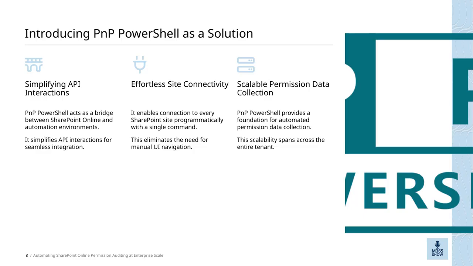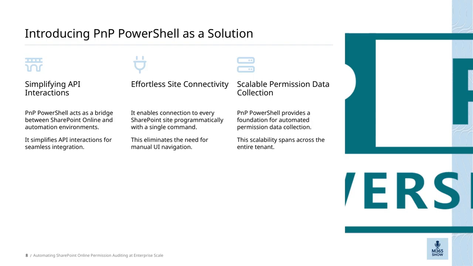Now, let's look at how PnP PowerShell serves as a robust solution for automating permission auditing in SharePoint Online. First, it provides a solid foundation for collecting permission data automatically. This means we can gather information across the entire tenant efficiently, making the process scalable no matter how large the environment is. One of the key advantages is that it allows us to connect to every SharePoint site programmatically with just a single command. This eliminates the tedious and error-prone task of manual navigation through the UI, saving us a lot of time and effort.